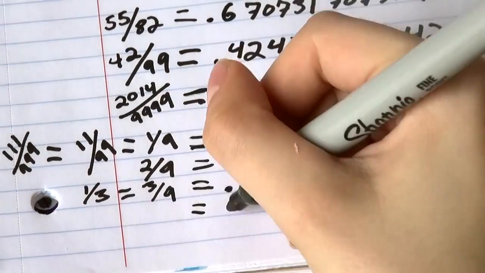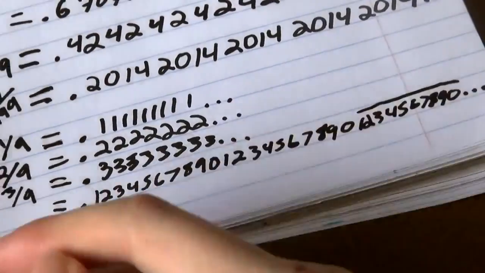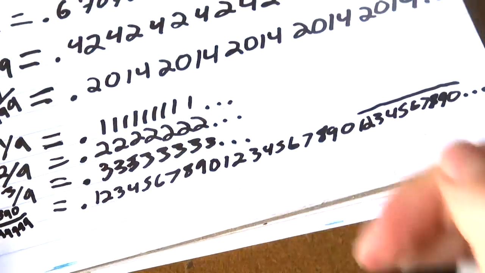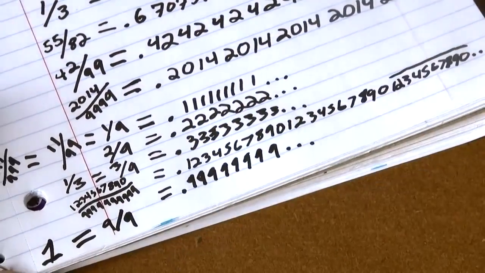1, 2, 3, 4, 5, 6, 7, 8, 9, 0 repeating is 1, 2, 3, 4, 5, 6, 7, 8, 9, 0 over 9999999999. And of course, 0.9 repeating is 9 over 9.